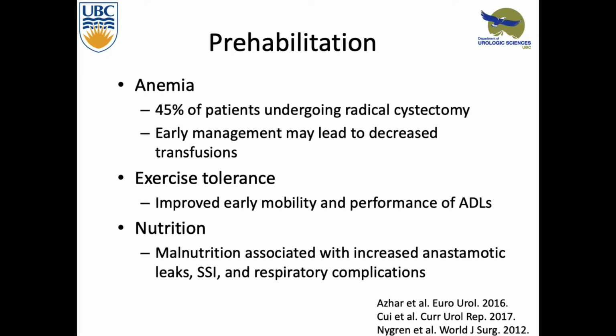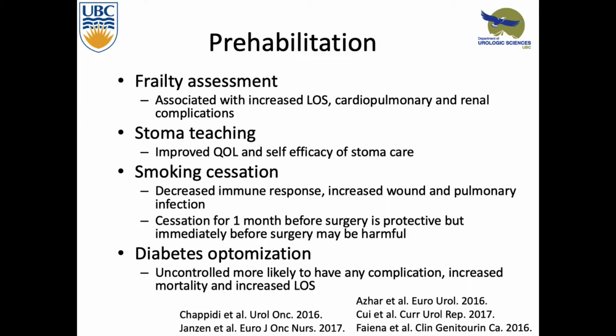A lot of programs are looking at anemia. Approximately 45% of radical cystectomy patients are anemic, and early management may lead to decreased transfusions. We're looking at exercise tolerance, with improved early mobility and performance of ADLs if this is optimized. Patients who are malnourished are associated with increased anastomotic leaks, surgical site infections, and respiratory complications.